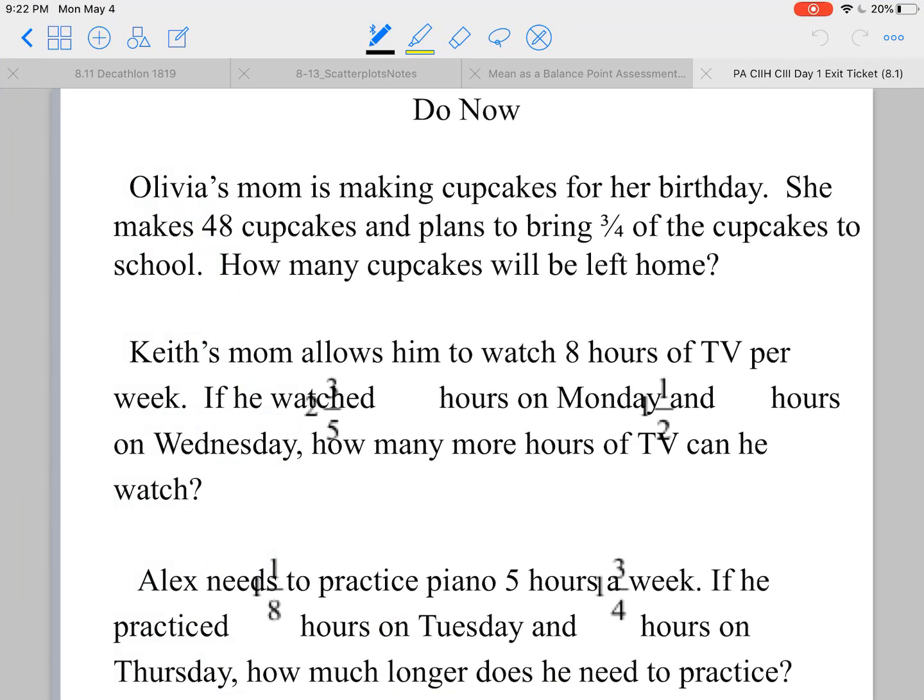operations. So question number 1 says Olivia's mom is making cupcakes for her birthday. She makes 48 cupcakes and plans to bring 3/4 of the cupcakes to school. How many cupcakes will be left at home? So I think the keywords here are left and of. Remember that of is a mathematical word for multiplication, and left often means subtraction.